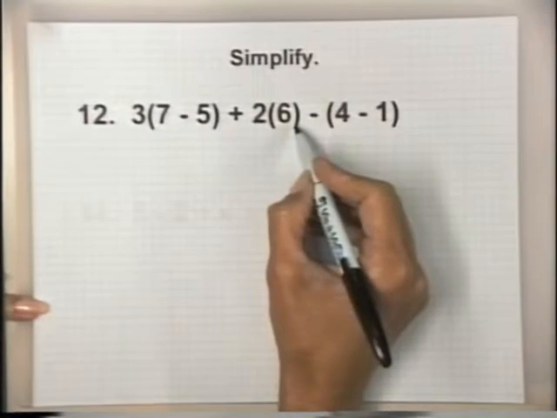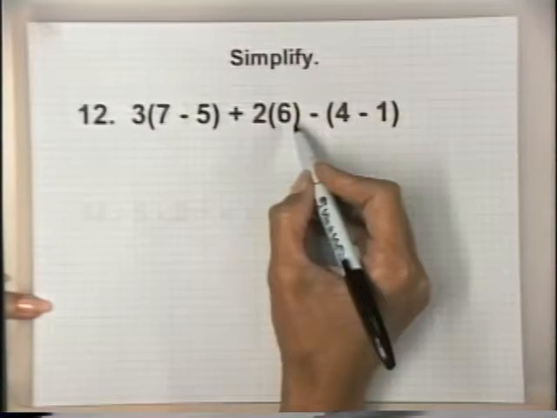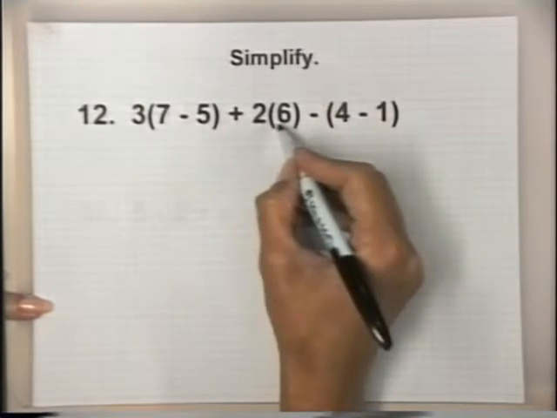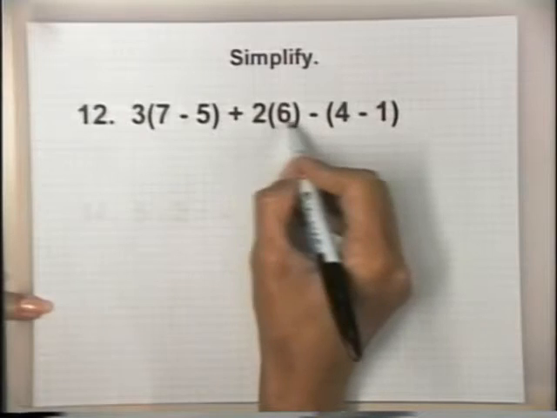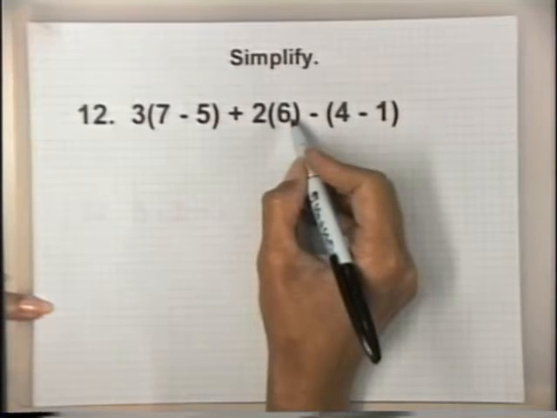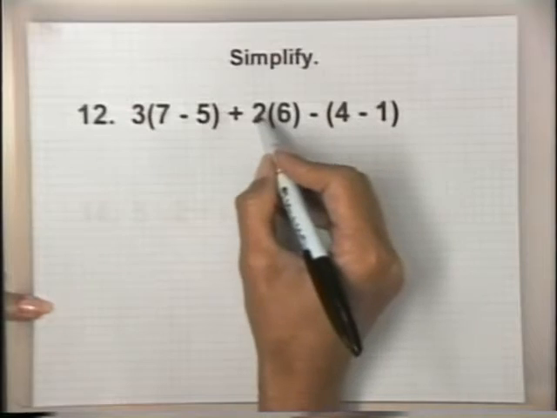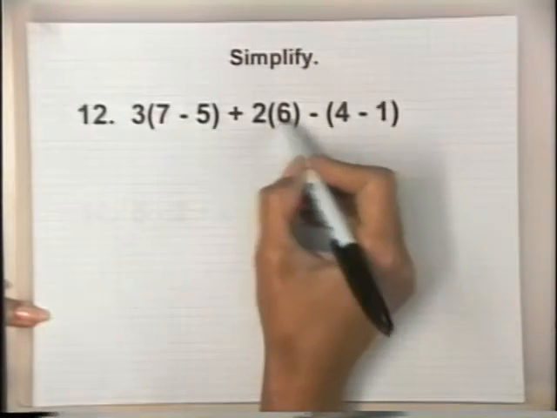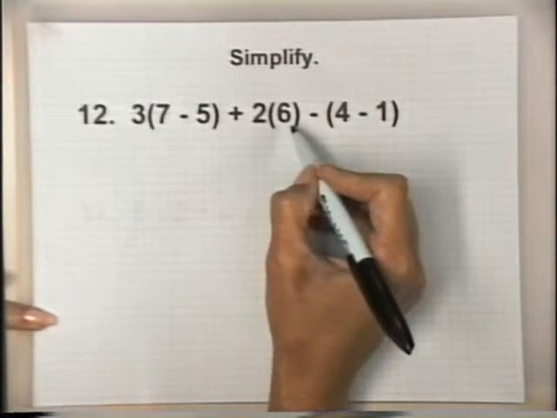Now let's look at these parentheses. We have 2 parentheses 6. These parentheses simply represent the operation of multiplication. When it comes time to multiply in simplifying this problem, then we will say 2 times 6. And all they tell us to do is to multiply.